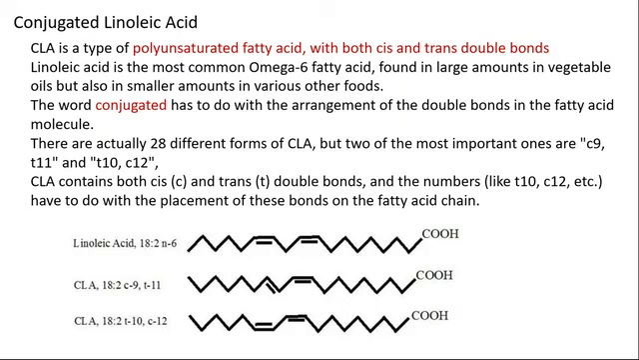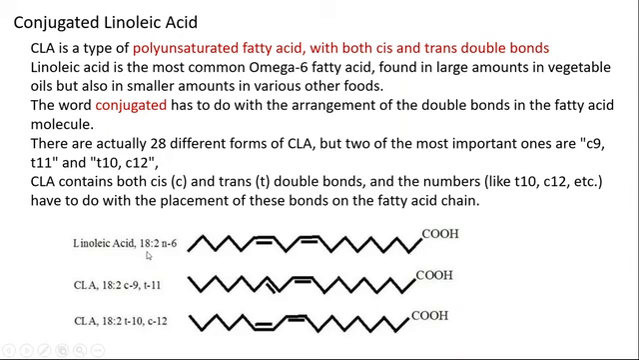Now we have another important group of fatty acids which have health promoting effects, and that is the conjugated linoleic acid. So conjugated linoleic acid is a polyunsaturated fatty acid, and this is a unique fatty acid in that it contains both the cis and the trans double bond in a single molecule.